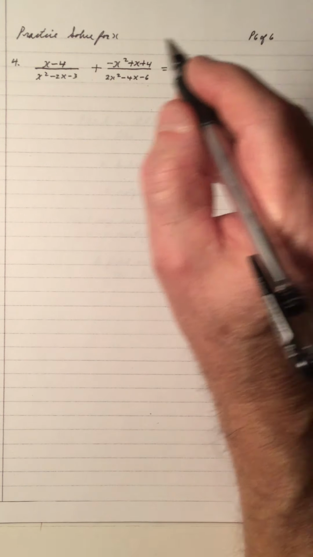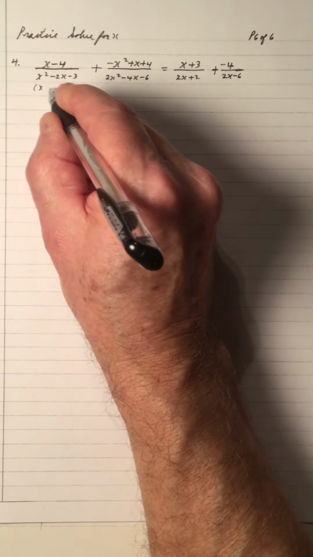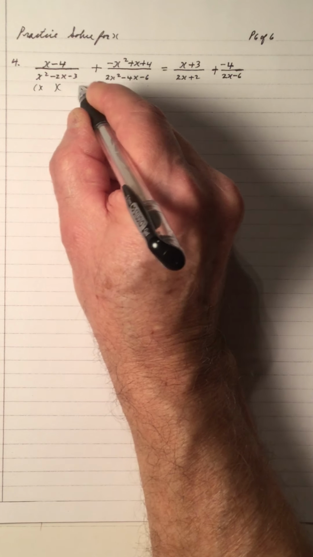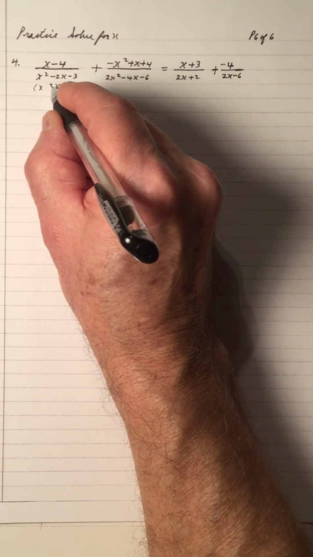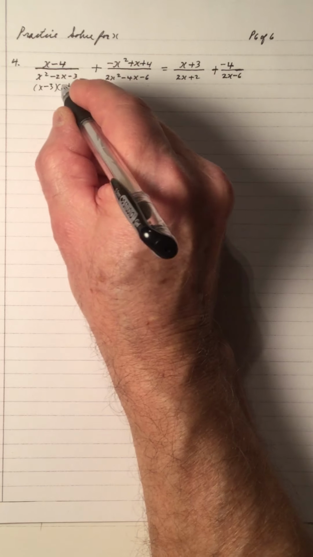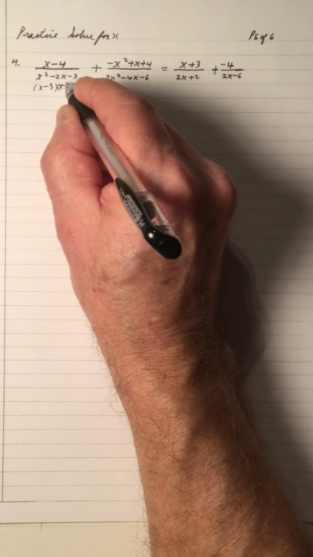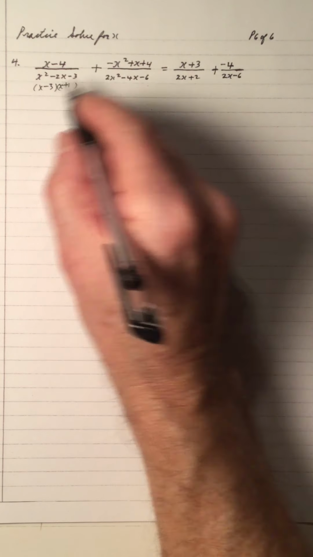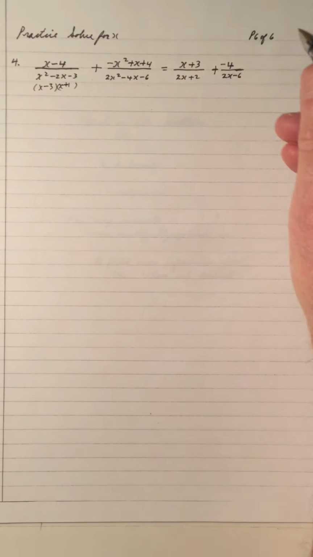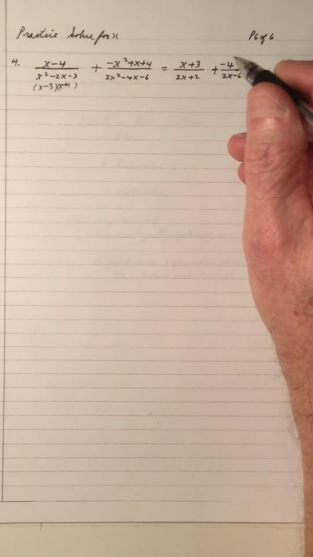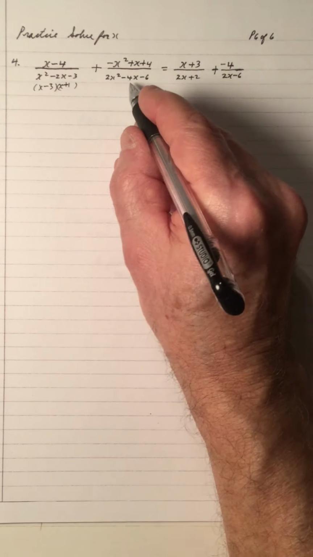Now we have to factor our denominators. So this is an x and an x. Factors of 3 are 3 and 1, minus 3 plus 1. It's the factorization.